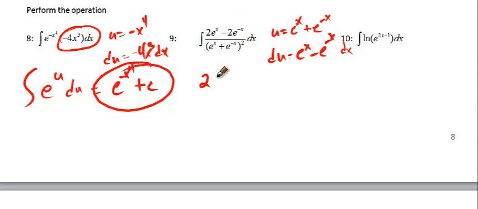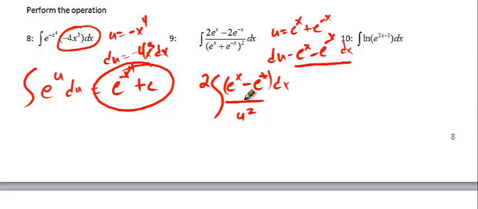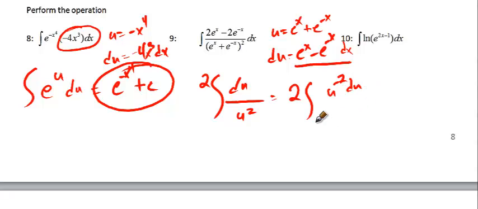So what you can do is you can factor out the 2 off the numerator, and then it becomes e to the x minus e to the negative x dx on top over u squared. Okay, well, this right here is du. Since I took out the 2, all of this is just du. All right. So we've seen the natural logs. This is not that. It's not the derivative of the bottom being on the top. This is 2 integral of u to the negative 2 du, which then you can use your power rule.